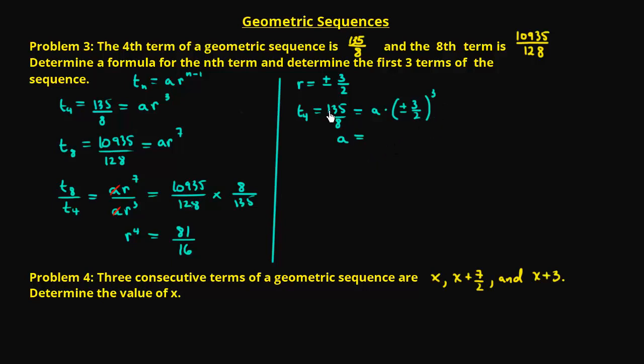So we have two solutions for a. Let's actually calculate what the cube of 3 over 2 is. If I cube 3 over 2, 3 cubed is 27, and 2 cubed is 8. So I have plus or minus 27 over 8, times a, is equal to 135 over 8.